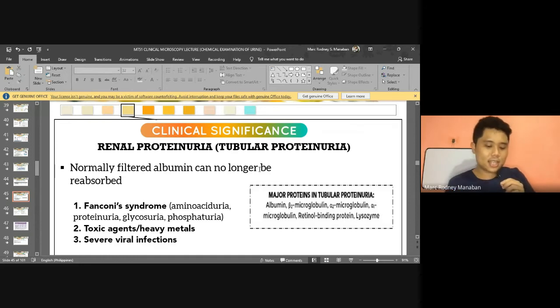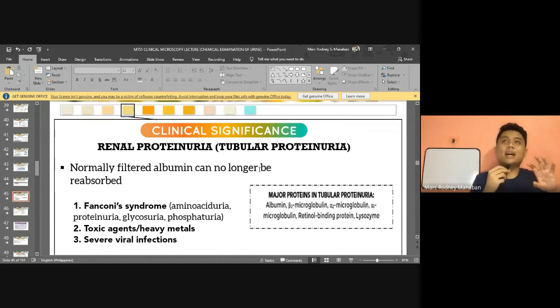Okay. Now, what are the major proteins in tubular proteinuria? Of course, still albumin. But albumin levels will not reach the levels found in glomerular proteinuria. It's just a small amount, alright? But it can still be detected, okay? Another one is beta-2 microglobulin, alpha-2 microglobulin, alpha-1 microglobulin, retinol binding protein, and lysozyme. These proteins are normally reabsorbed. Remember beta-2 microglobulin? I mentioned it in your renal function. It's a major indicator of tubular integrity, right? And the presence of beta-2 microglobulin, especially in clearance, right?